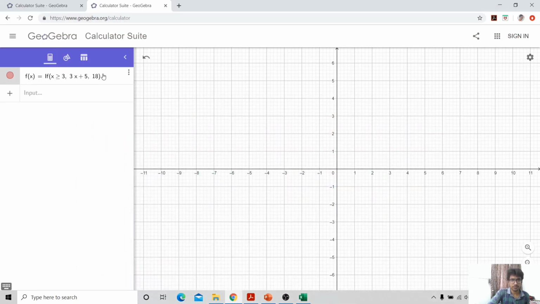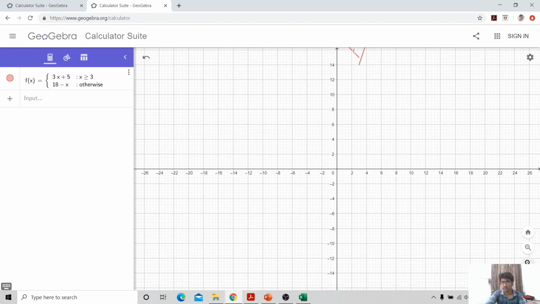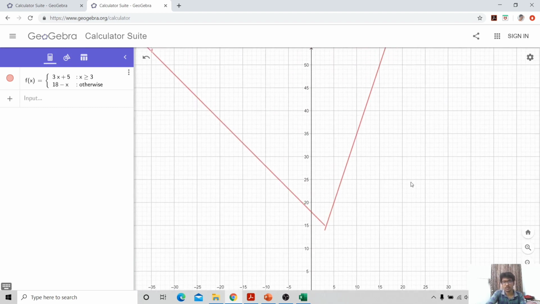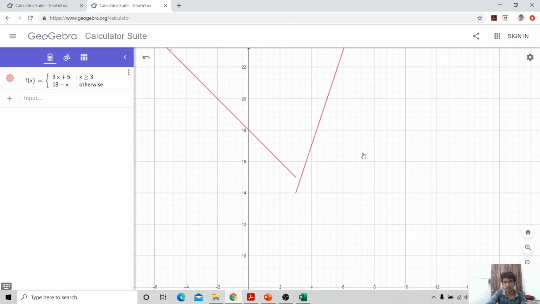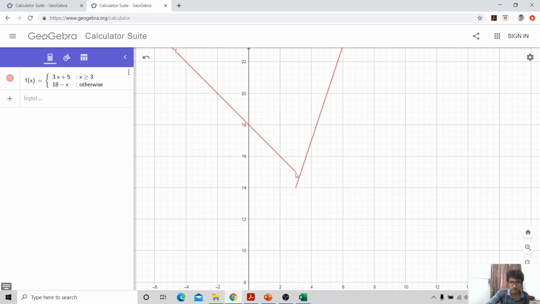18 minus x. So here, where is the function? You see, this is the function that we defined. Till it comes near 3, the function is behaving in this way. As soon as it reaches 3, it is behaving in this way, right? This is an example of piecewise functions. If you try to plot these things, you will find something of this form.